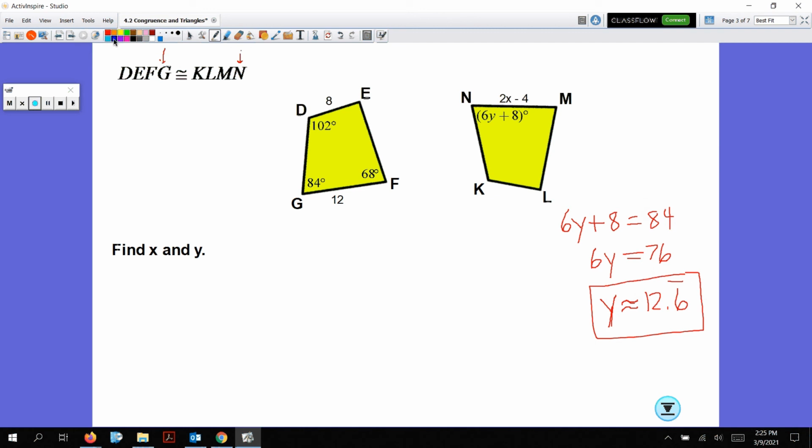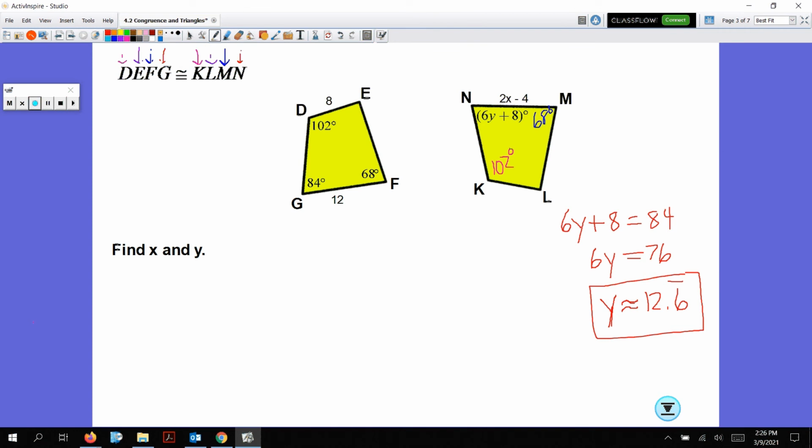Okay, so we did G. Let's look at F. F is in the same place as M. F is 68. We can put 68 right here. I'm going to keep going. E is in the same place as L. And I don't really know why I started going backwards. That was kind of weird. E and L are not given. Well, we'll have to figure that out another time, later on we'll learn how to do that. But we can fill out D. D is 102. That means K is 102.